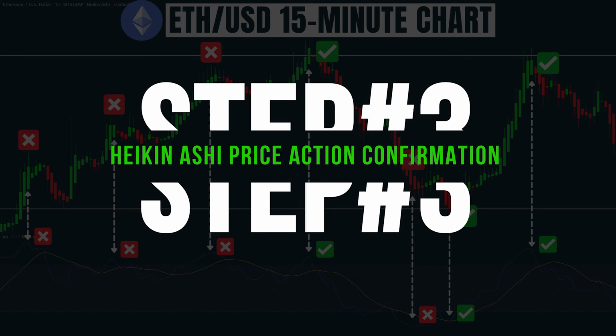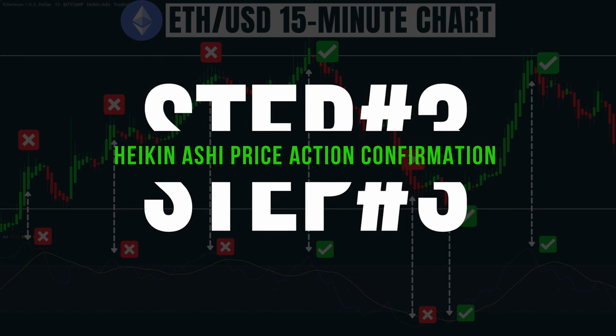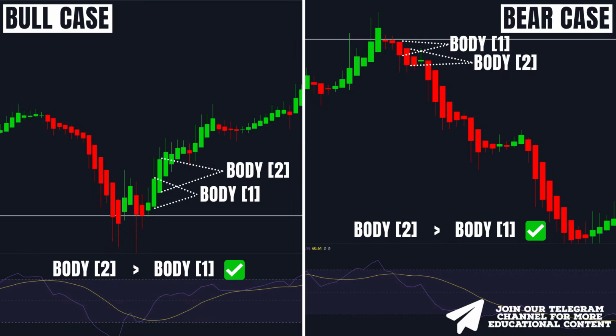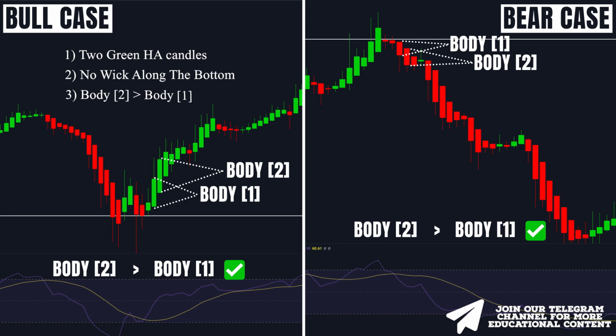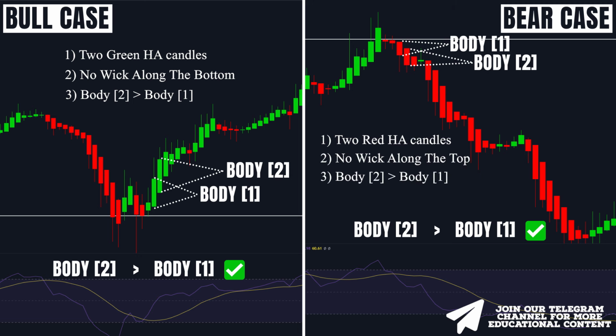We need to confirm our previously established setups through the Heikin-Ashi price action. In a bullish case, we should wait for 2 Heikin-Ashi candles in a row with no wicks along the bottom. More importantly, the body of the second candle should be bigger than the body of the previous candle. This implies a clear momentum gain from a price action standpoint and significantly increases our chances to get a winning trade. Exactly the opposite is true for the bearish case. We should spot 2 Heikin-Ashi candles without wicks along the top and the body of the second candle should be greater to confirm an increasing bearish momentum.